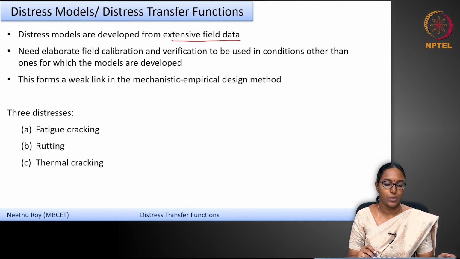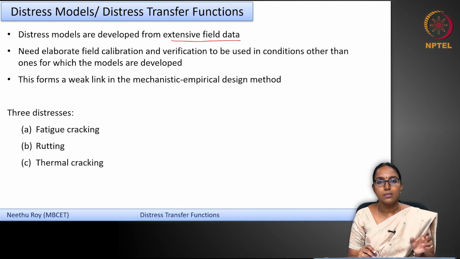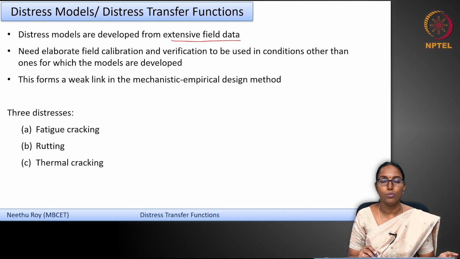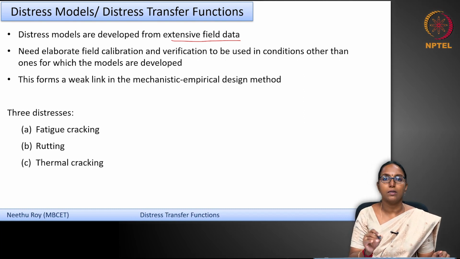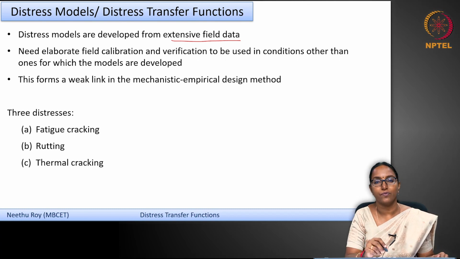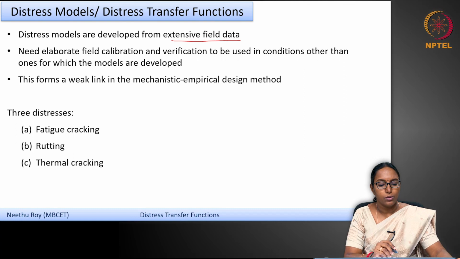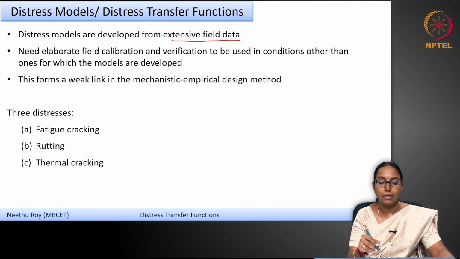So if you want to use those in a different scenario, it is necessary that these distress functions are calibrated. Essentially, the mechanistic empirical approach is so called because the empirical nature comes into the design approach through the distress transfer functions that we are using, which are empirical in nature. So you can say that it forms a weak link in the mechanistic empirical design method if these empirical distress functions are not appropriately chosen.